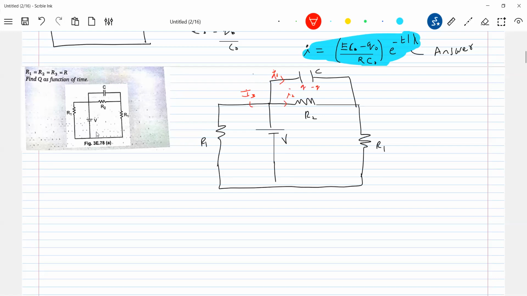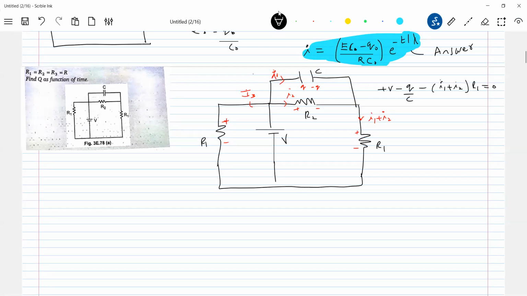So let the charge be Q and minus Q, with polarity plus minus plus minus. Let's write the loop equation: plus V minus Q by C. What is the current that will flow here? It should be I1 plus I2, no? All this current will branch like this into I1, I2, I3, and here I1 plus I2 will combine. So I'm writing the loop equation: V minus Q by C minus (I1 plus I2) into R1 equal to 0.